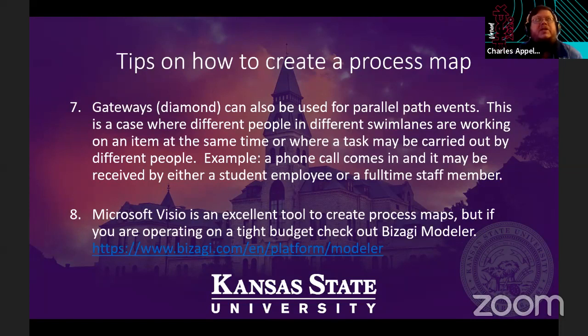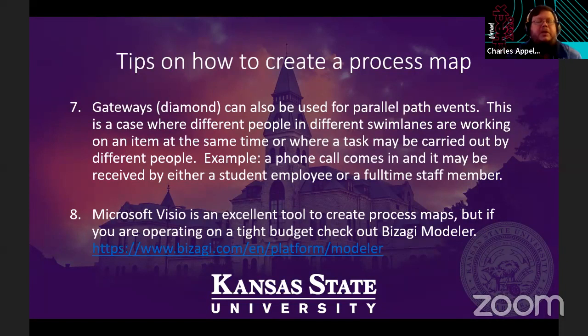So this would be a case where, let's say that you have something that comes in. So let's say you're receiving a phone call. So customers calling into your center. And this call could be taken either by student employees or full-time employees. It depends on whoever gets to the phone first, basically. So in your process map, if you have different lanes for student employee activities and full-time activities, you could use the diamond then to designate this.